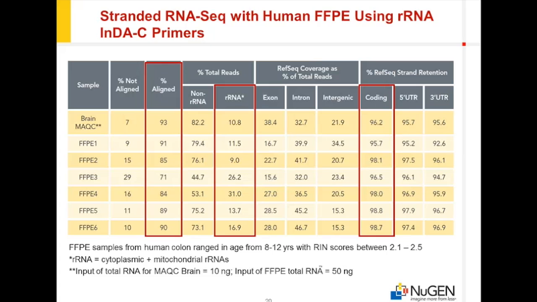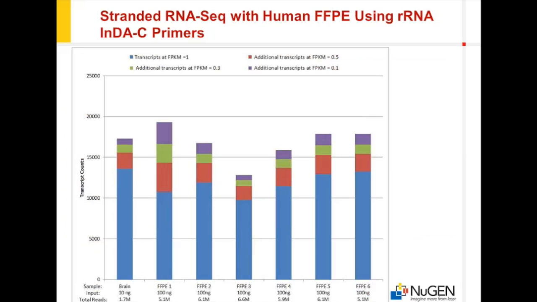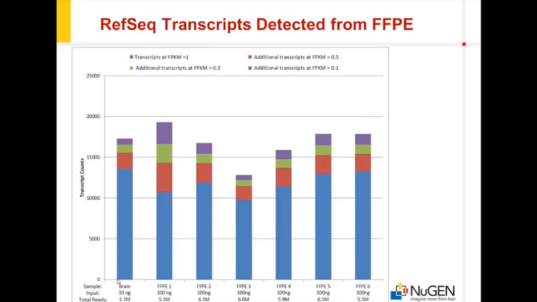We also looked at the ability to detect different genes from these FFPE samples using the RNA-Seq workflow that utilizes InDA-C, and that's shown here for these same samples. Looking at the transcript counts as a function of different FPKM thresholds. So shown in blue are the detection of genes with an FPKM threshold of 1 for brain, and then for the various FFPE samples going across. So we're able to detect in excess of 10,000 RefSeq genes in every case. If you decrease the FPKM threshold, you have a little bit higher level of detection.